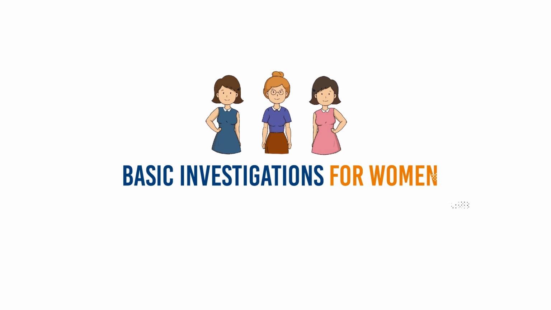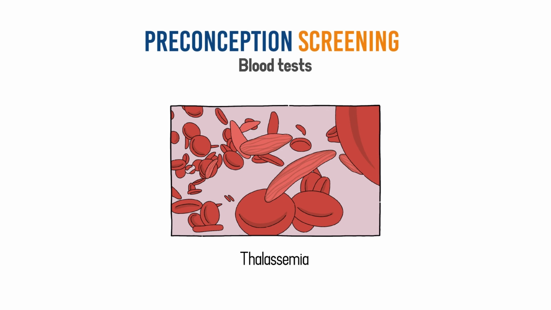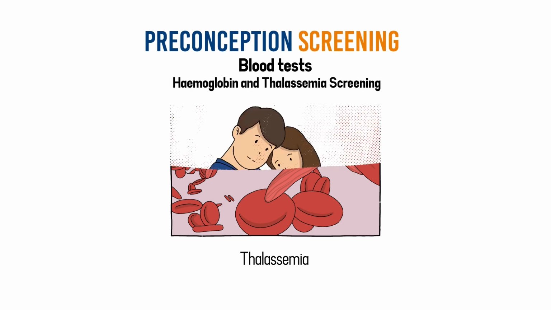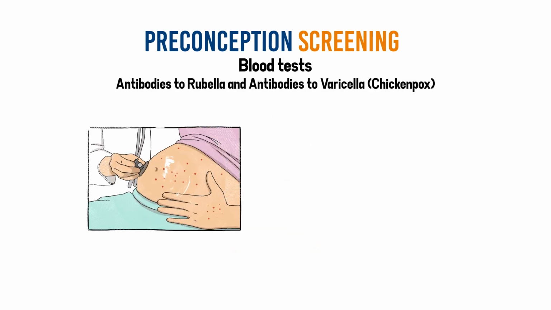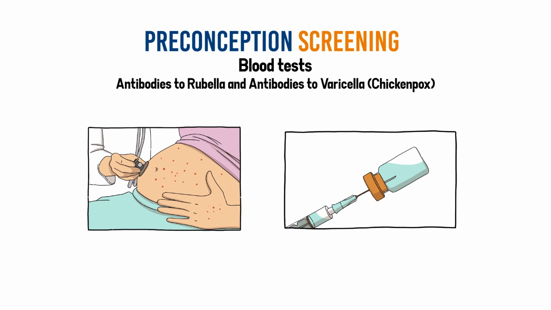The following basic investigations will be performed. For women, preconception screening is done to ensure her body is ready for pregnancy. This includes blood tests for hemoglobin and thalassemia screening, antibodies to rubella, antibodies to varicella, and infection screening.